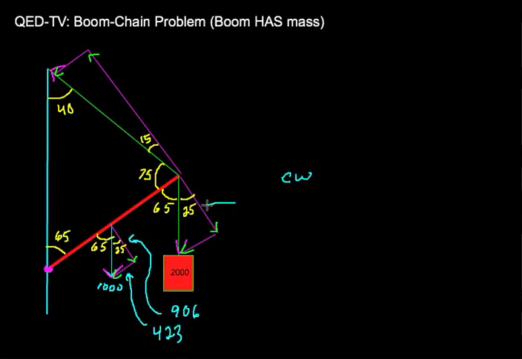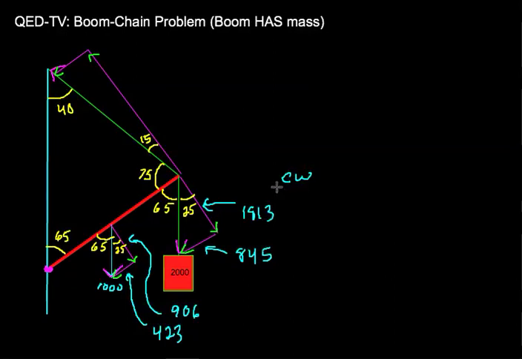This side right here would be 2,000 times the cosine of 25, which is 1813. And this side right here would be 2,000 times the sine of 25, which would be 845. Okay, and we don't know this one up here.